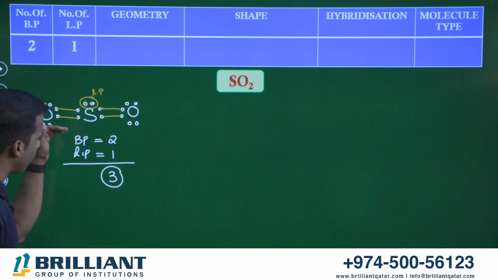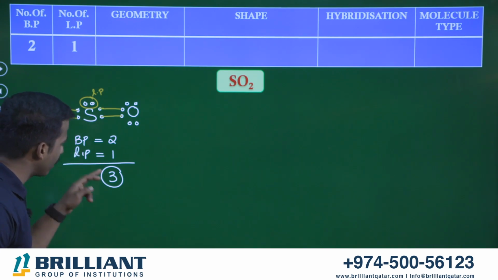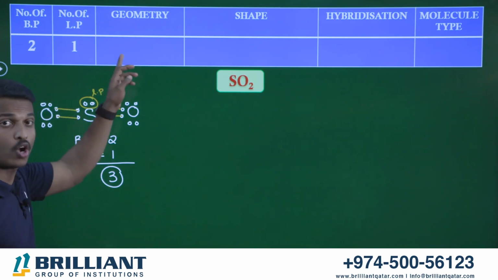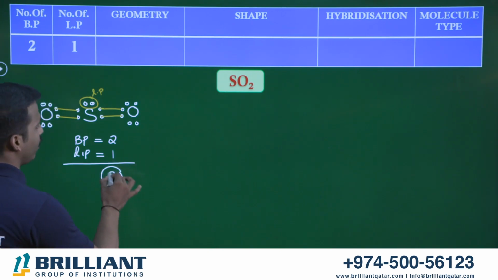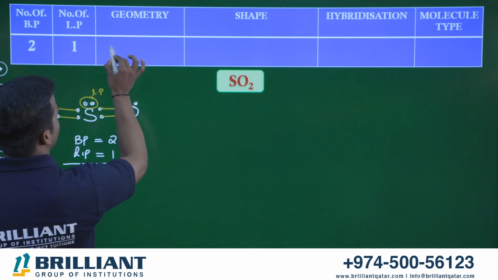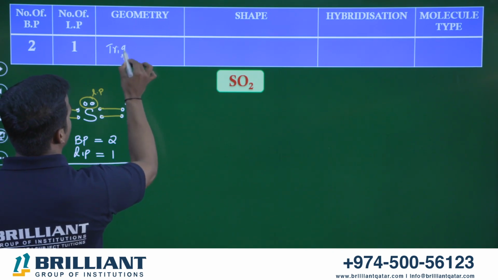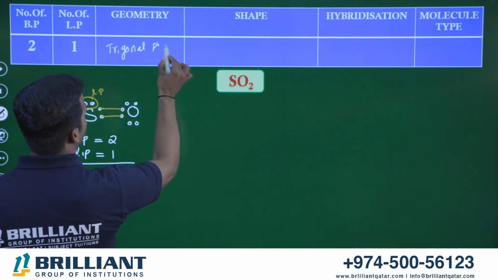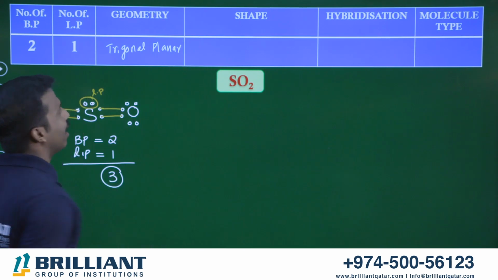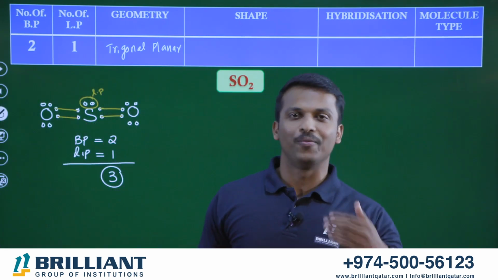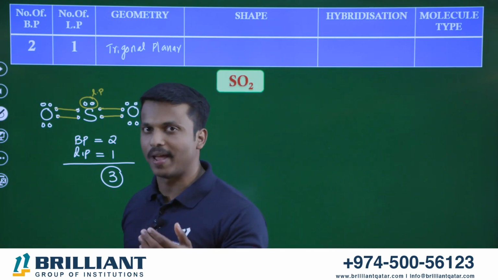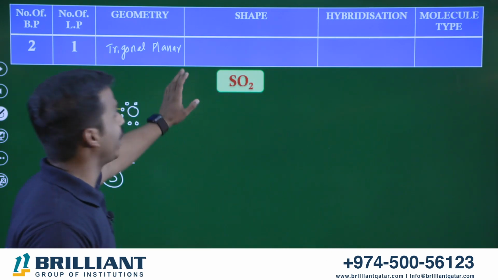When you take the sum of bond pair and lone pair, if you get 3, what is the geometry? You can see the table we discussed in the previous slide. If 3 is the sum, the structure is called trigonal planar. Trigonal planar, because in order to determine the geometry of a molecule, we consider both bond pair and lone pair. Then what about the shape?